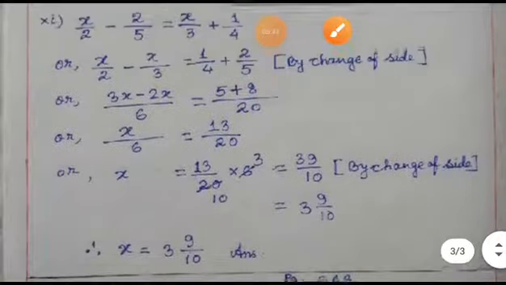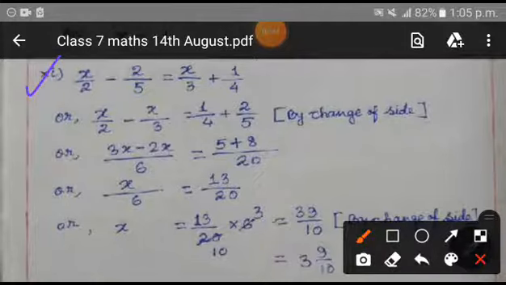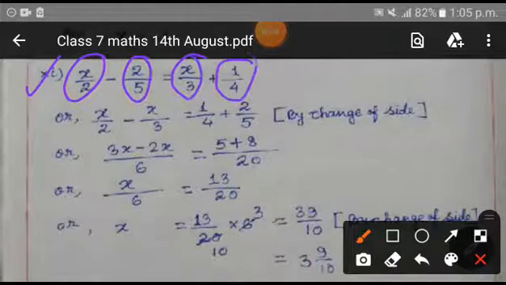Now next, sum number 11. Here the terms are given in fractions, but the method will remain the same. x by 2 minus 2 by 5 is equal to x by 3 plus 1 by 4. So here also we are going to write the x terms separately and separate out the constants together.